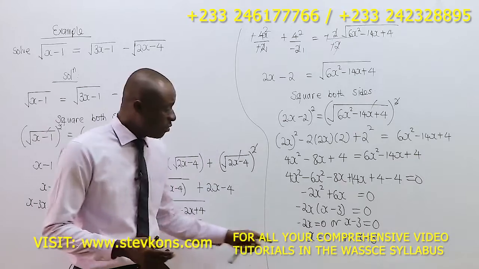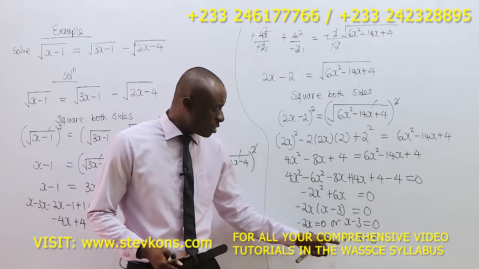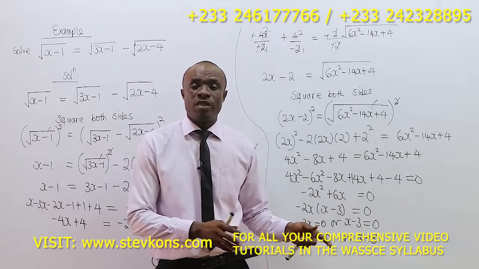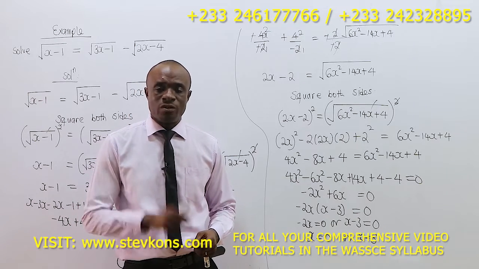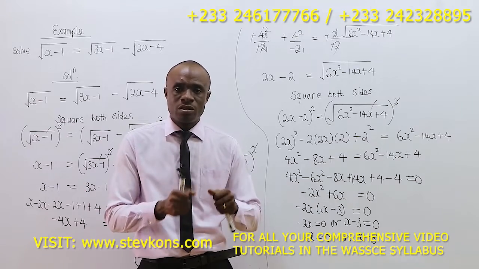But then we are not done. We have to check. Is it both answers, that is x equals 0 and x equals 3, which satisfy the equation, or only one of them? We would check, but I want to go over again, because I have the weak student in mind, so that the weak student, you understand.